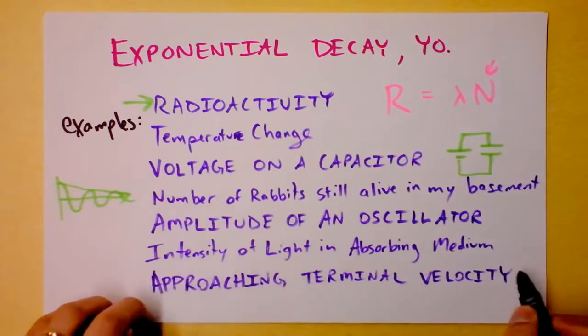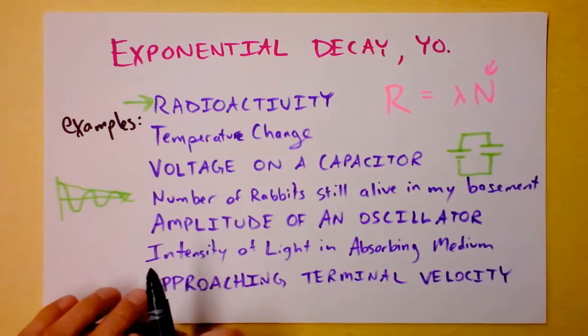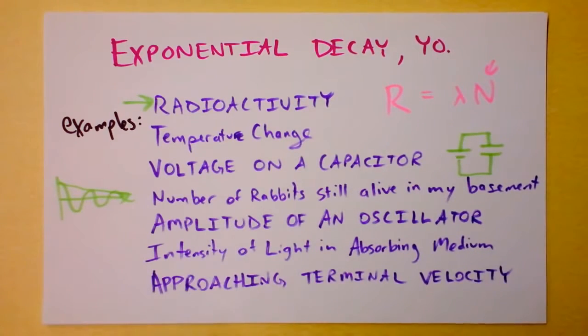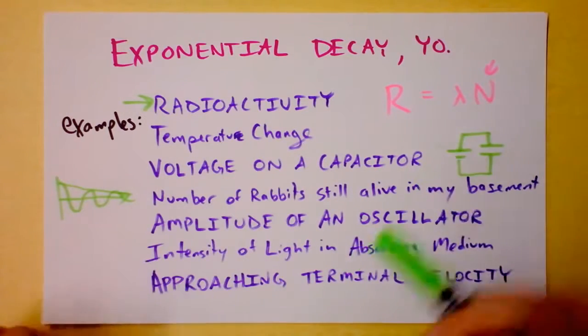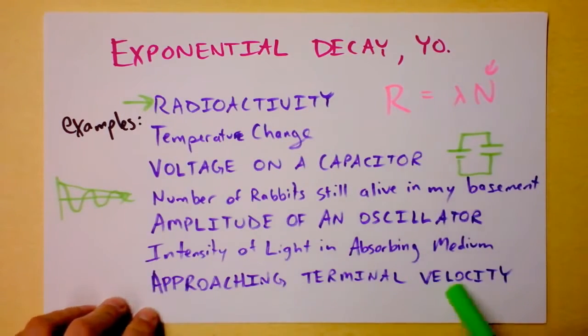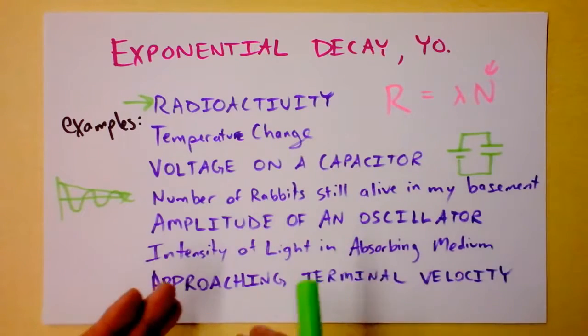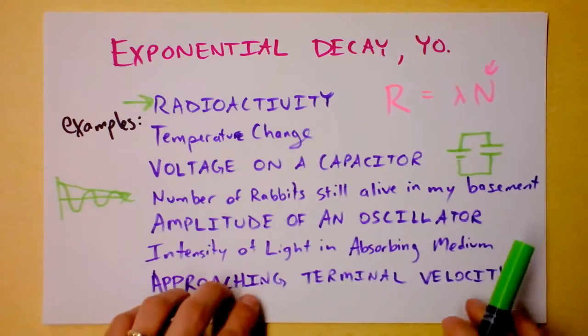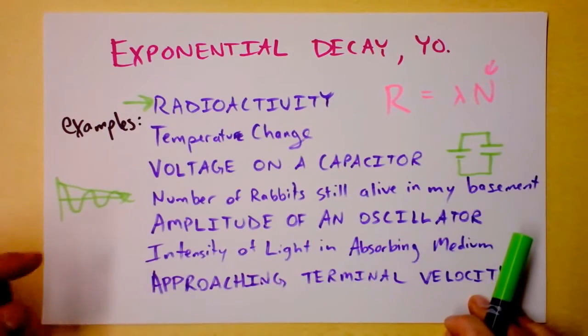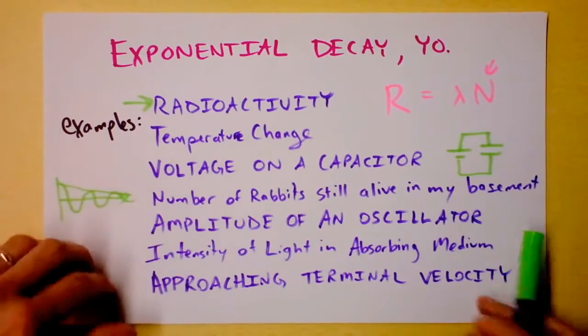Also, the intensity of light in an absorbing medium. Interestingly, that goes as a pseudo-exponential decay. There are some very interesting pseudo-exponentials in the atmosphere as well. And as you're approaching terminal velocity, the closer you get to terminal velocity, the greater that frictional force is. So this is really similar to the amplitude of an oscillator.